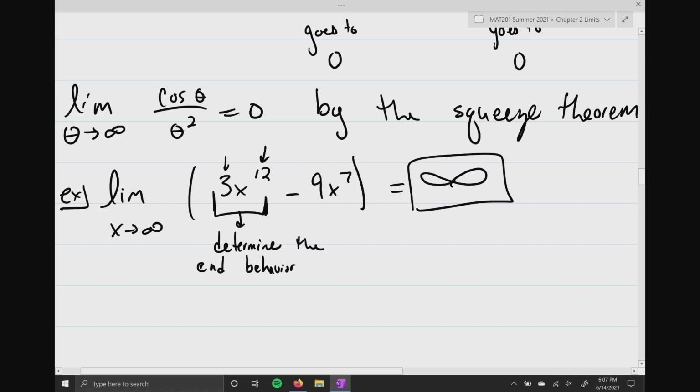I hope that helps. Now, the next example that we're going to look at, we're going to deal with what we call rational expressions or rational functions. Okay? So I'll see you in the next part.